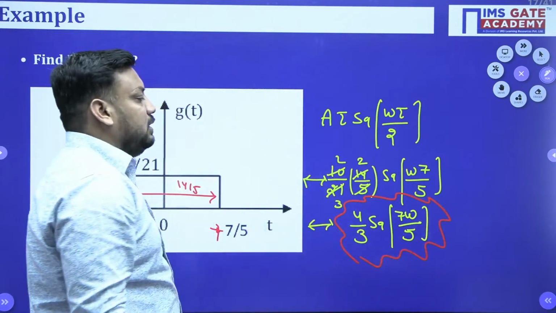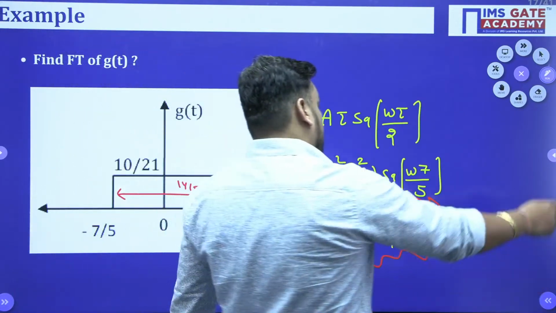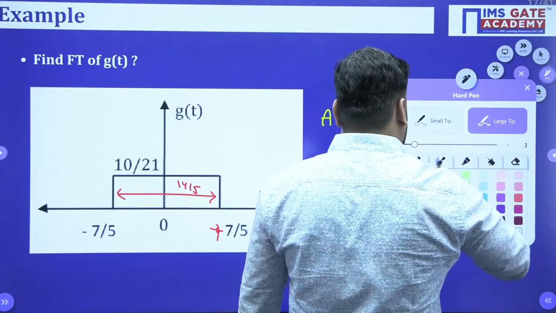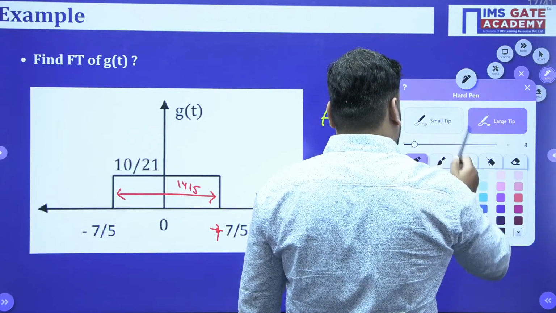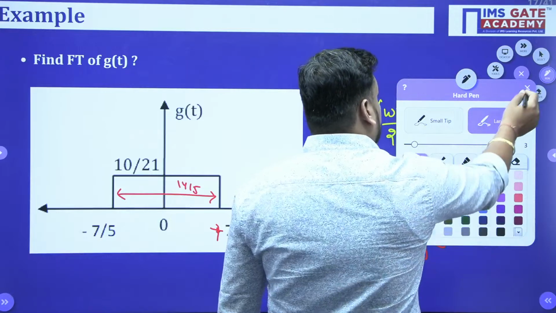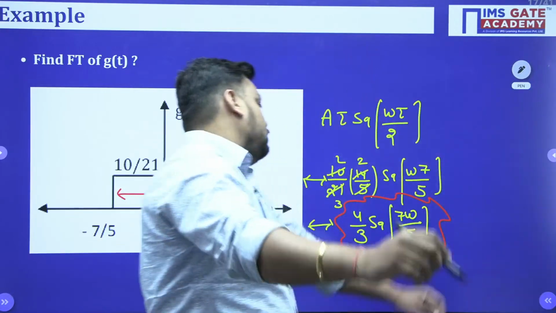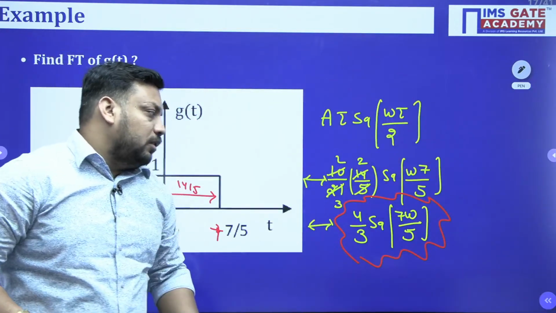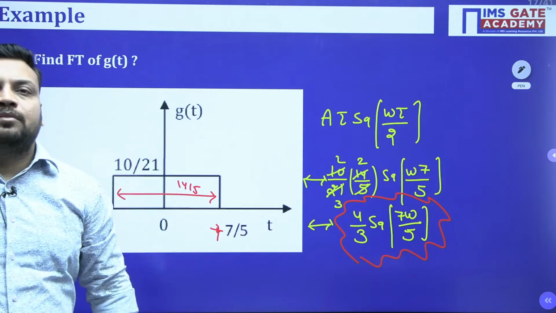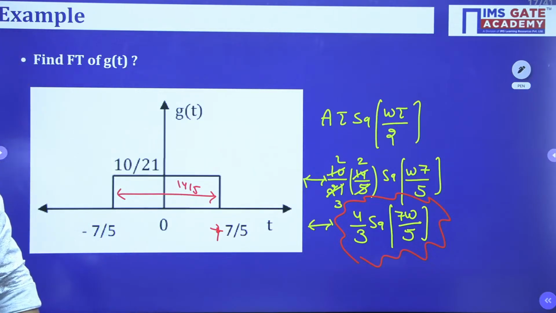I hope this part is clear, beta. Just do reply. 4 by 3 sampling of 7 omega by 5. Is this clear to you, dear children?